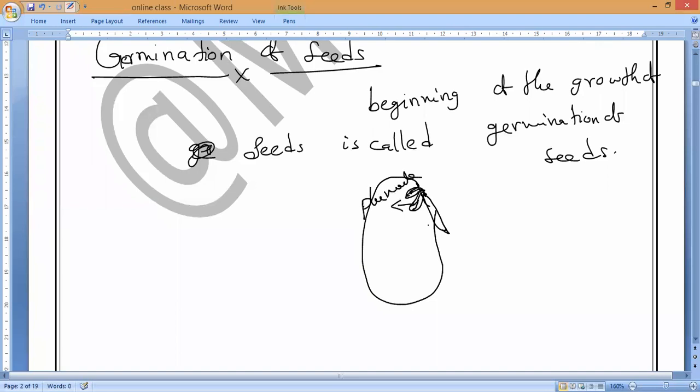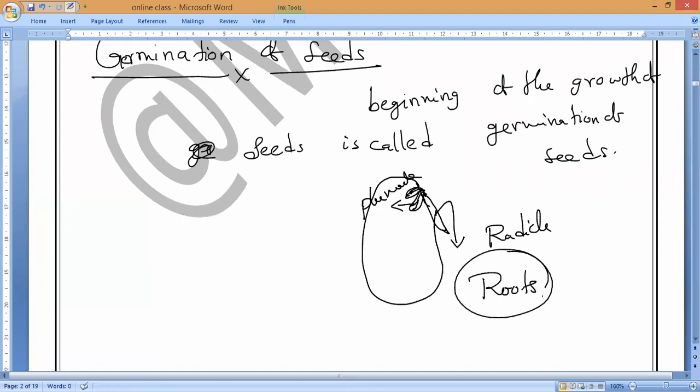So now, first of all, if it starts growing inside the soil, what will develop first? The radicle only will start growing downwards. What will develop, guys? It will develop the roots. First of all, it will develop the roots. That is what you have to remember. So we can say the radicle of the seed grows first, and they will form into what, guys? The radicle will be modified into roots. That is what you have to remember.